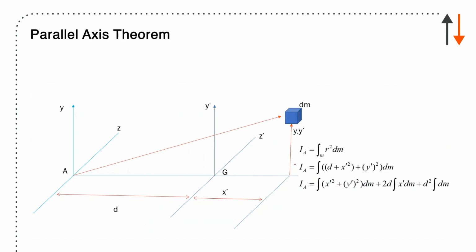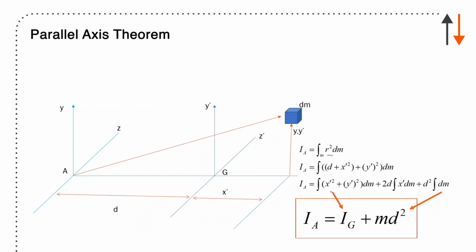And I can write this out as I equals the integral of r squared dm, with d plus x prime squared plus y prime squared. Well, if I do that, I end up with I_A, which is equal to the integral of x prime squared plus y prime squared dm, plus 2d x prime dm, plus d squared dm. And that is my parallel axis theorem.